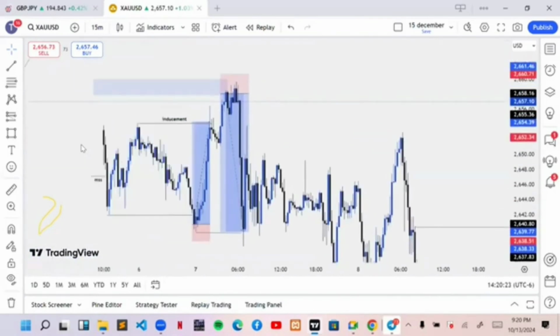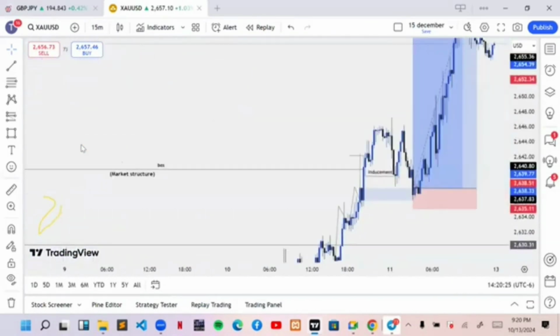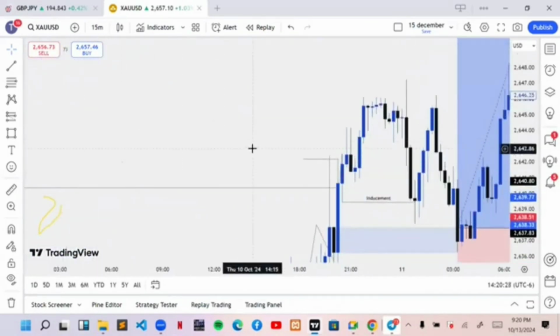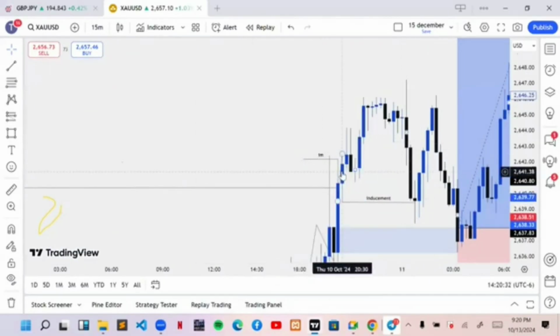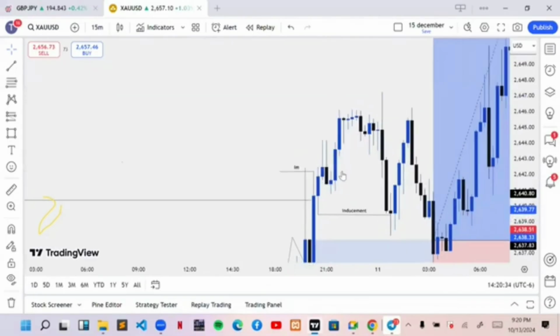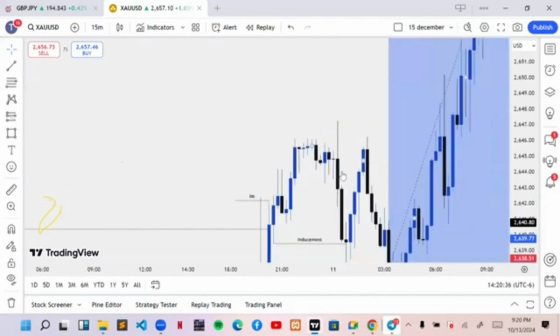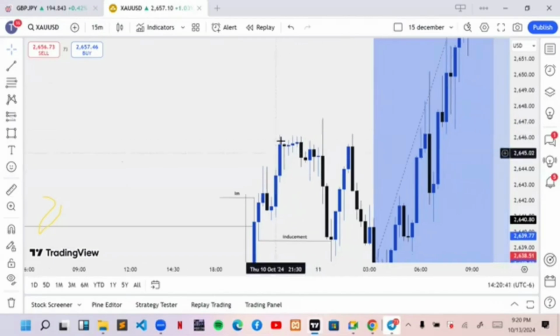This was the break of structure. This was the last move. This candle that came here after pushing the market up even pushed it past the last move to here, more than 100% of it.